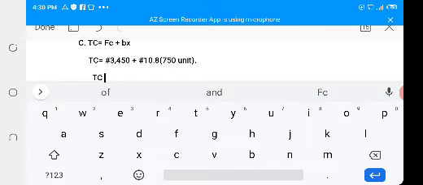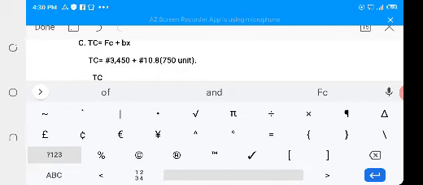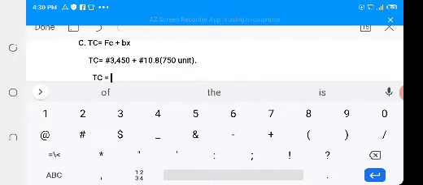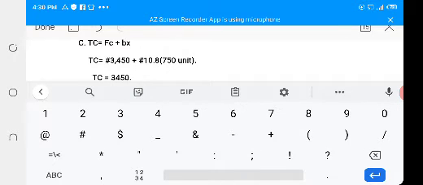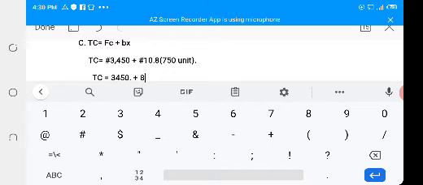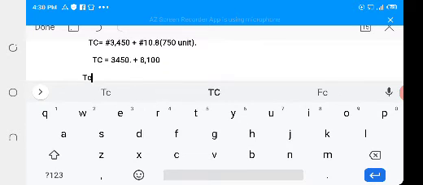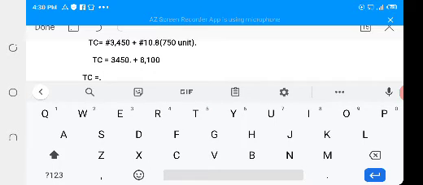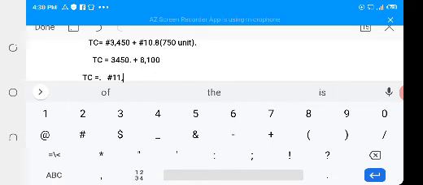So total cost will now equal 3,450 plus 8,100, then total cost equals 11,550.